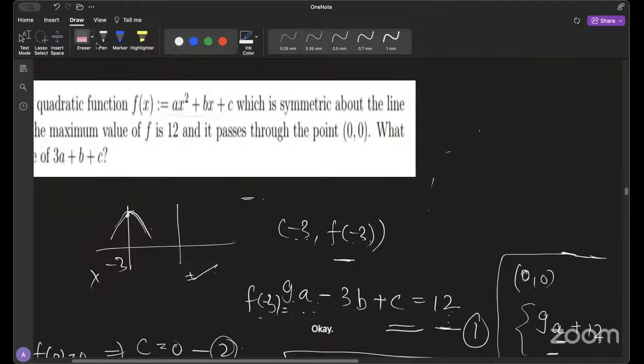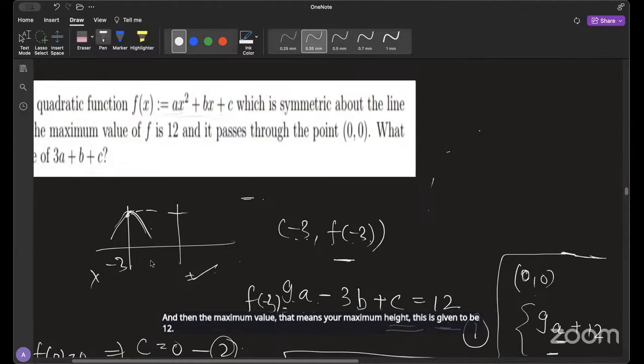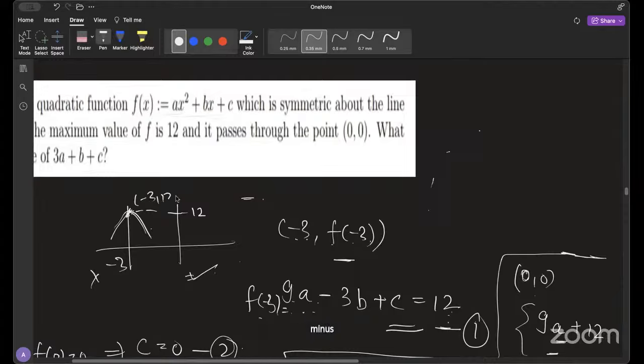And then the maximum value, that means your maximum height, is given to be 12, right? So this point is -3, 12. But it's also -3, f of -3, right? About the figure, it's just this. Apart from this, you don't need the figure.